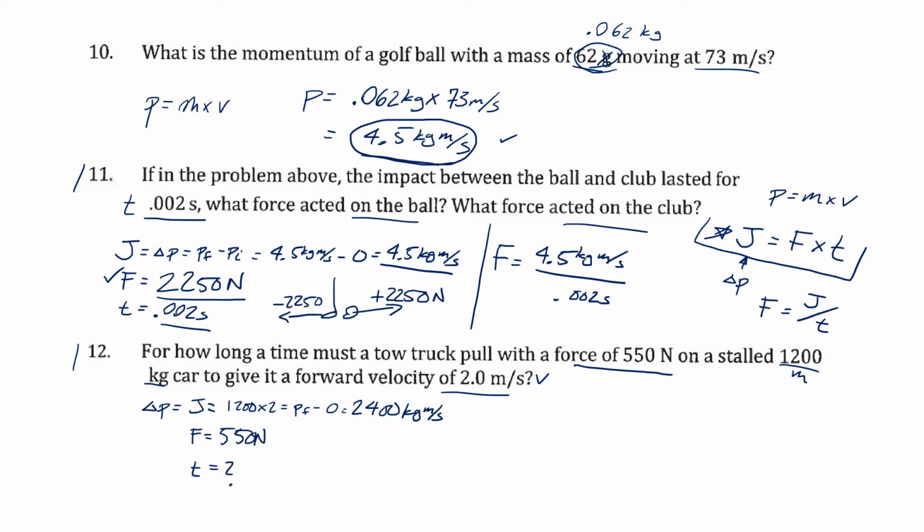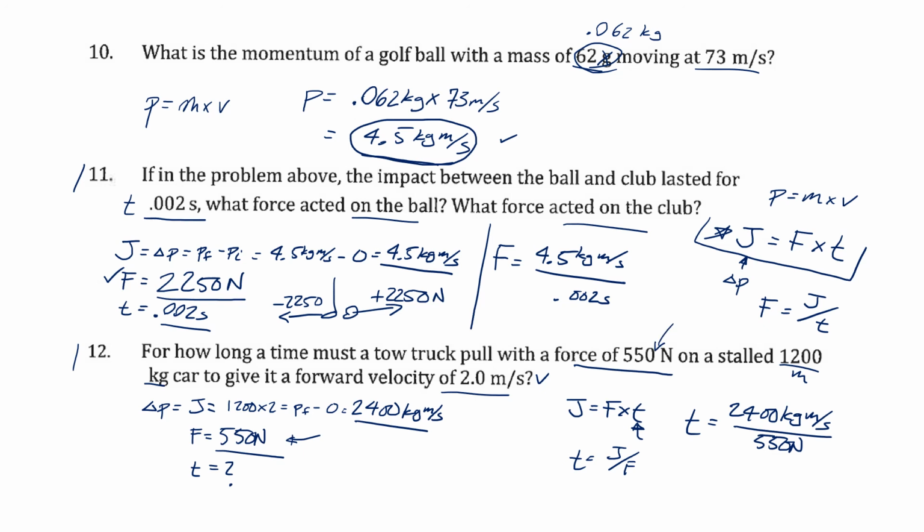So again, go back to the old trusty equation. J is equal to F times T. This time we want to solve for T. So we're going to divide both sides by F. My T is equal to the impulse divided by the force. I have an impulse, it's right here. I have a force, it's right here. So my time is equal to the impulse, 2400 kilogram meters a second, divided by my force of 550 newtons. So my time is 4.4 seconds.